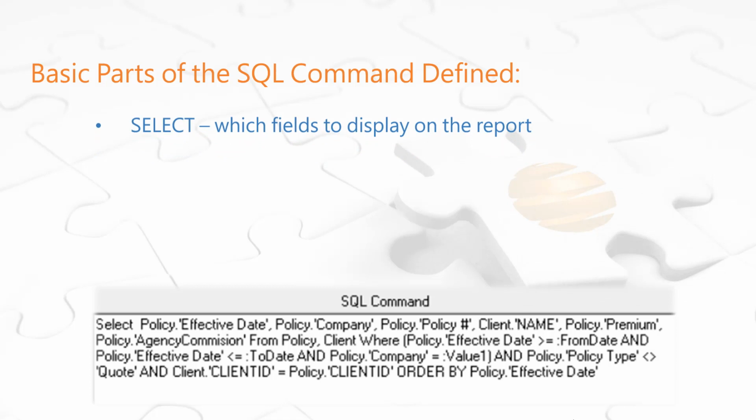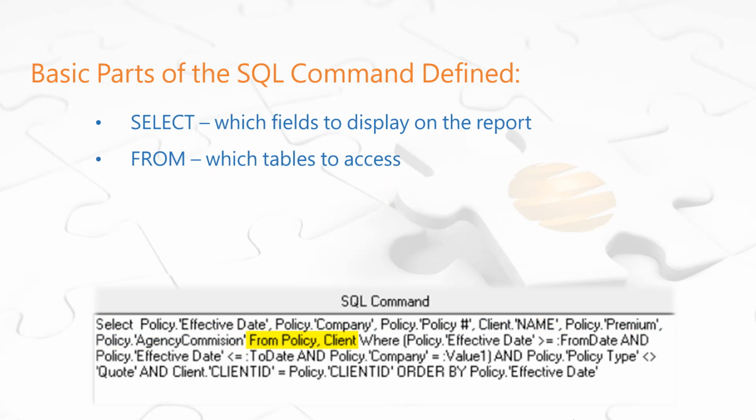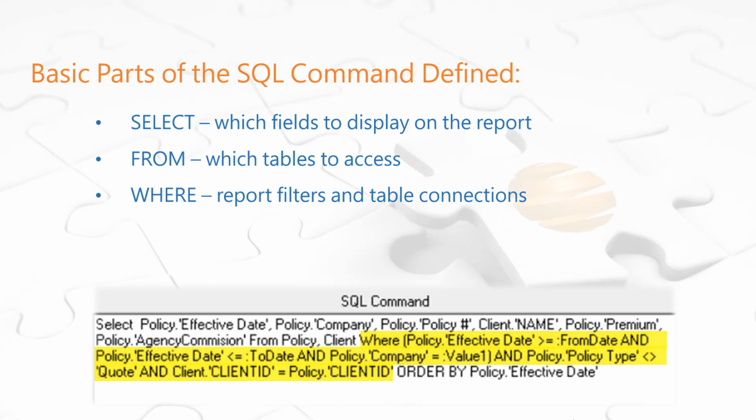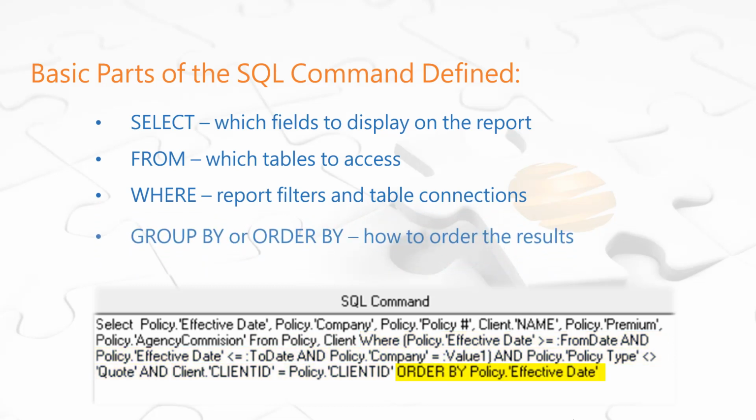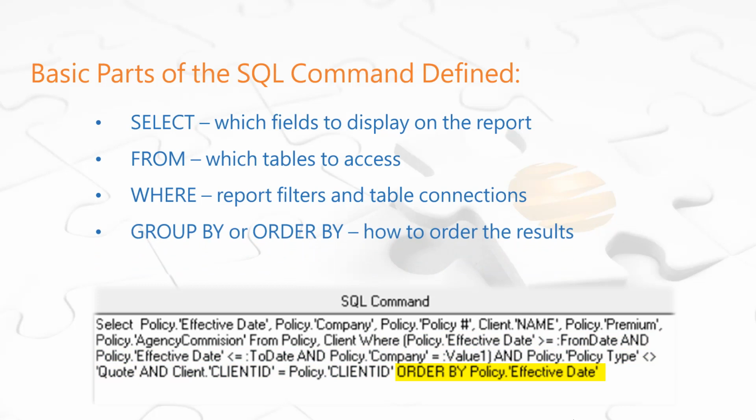The SQL command has 4 general sections: the select statement, which tells which fields to display on the report; the from statement, that tells which tables to pull the information from; the where statement is the filter and table connections; and the order by or group by statement that tells how to order the results.